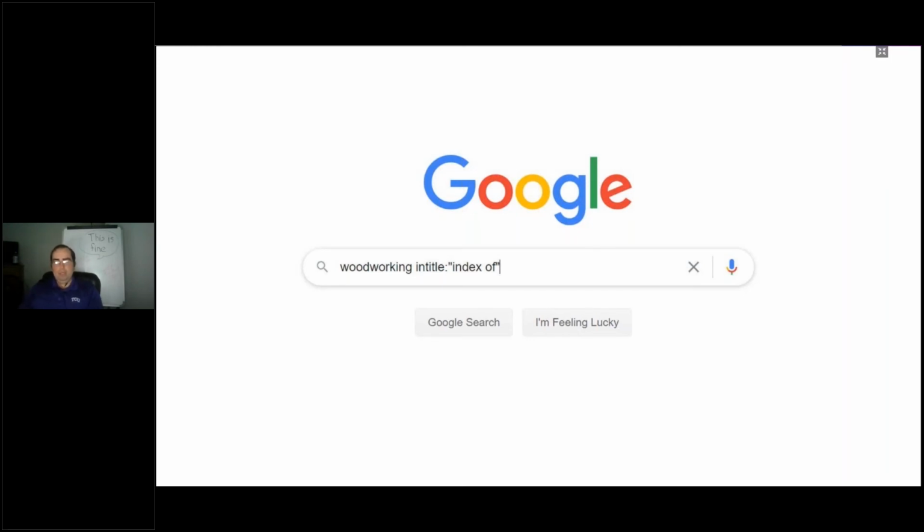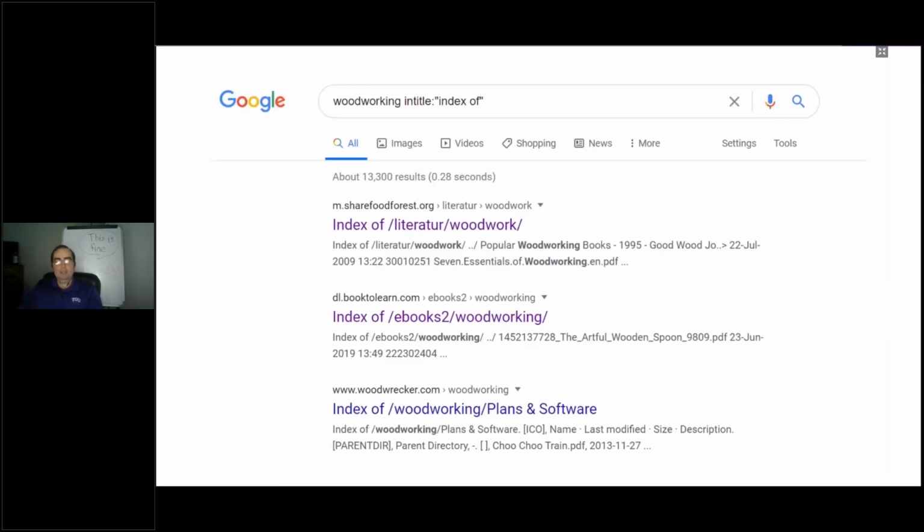And when you do InTitle with index of in quotes, you are essentially finding open directories. For this case, I tried to keep it tame. I'm a hobbyist woodworker, so I'll type in something I like, woodworking, in title, index of, and this gives you a laundry list of different websites that have open directories that, in this case, tied to woodworking. Again, pick your topic, pick your area of interest.